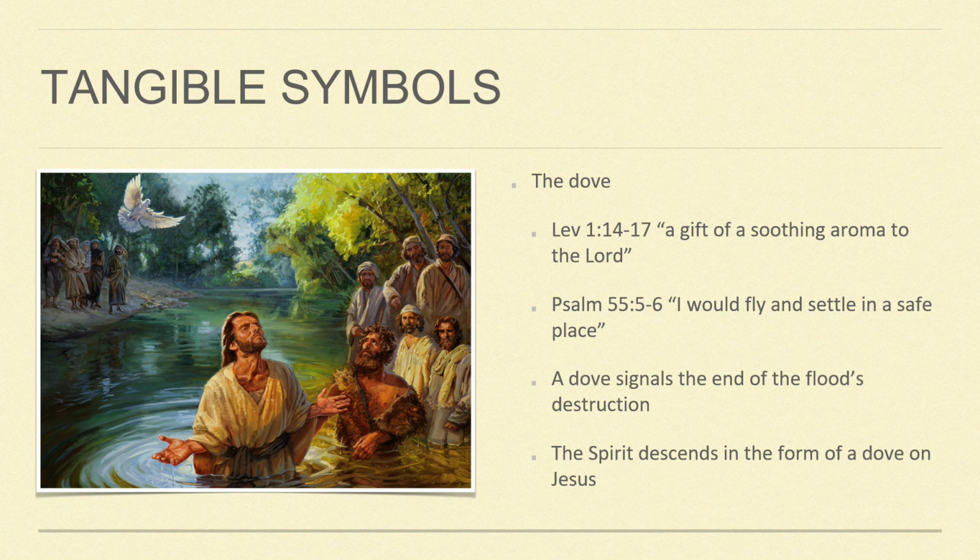We look at the flood. At the end of this cataclysmic flood, the return to safety on land was signaled by the releasing of a dove, which settled on the earth. A raven was used first, but then a dove was used.